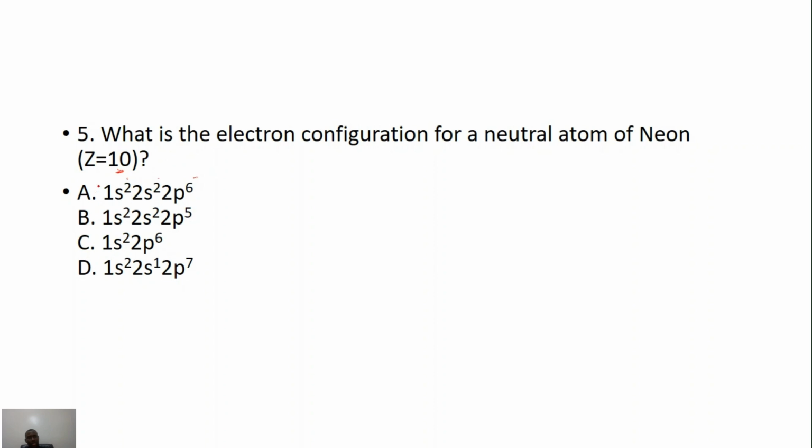All right, so we are given the atomic number of neon, and we know that the electrons will be 10. So you need to total this and see which one will add up to 10. I think the answer is A.